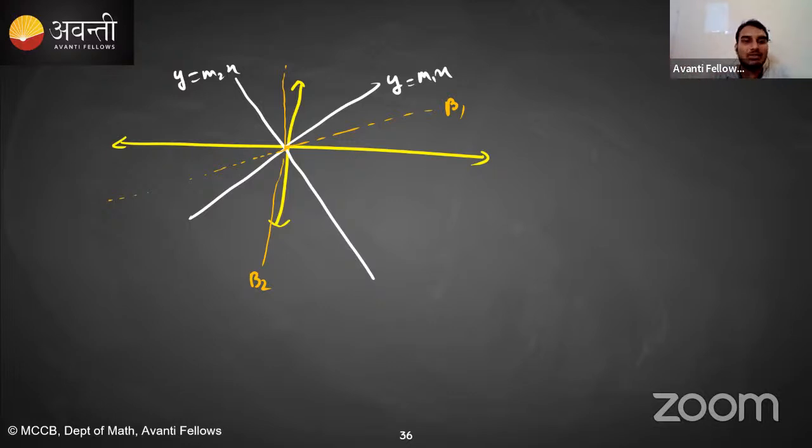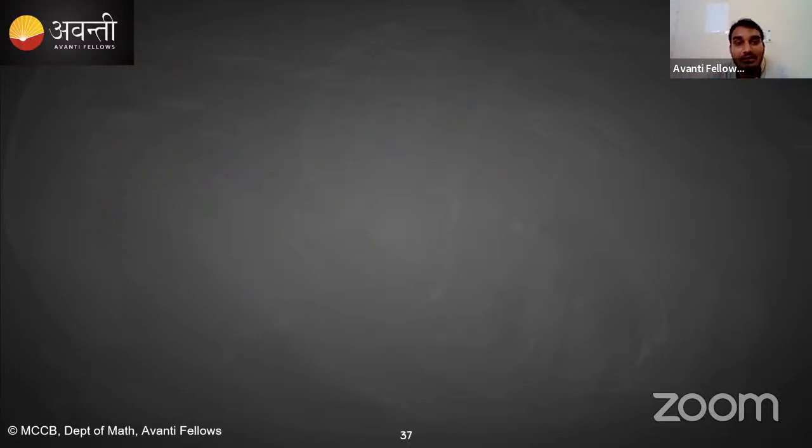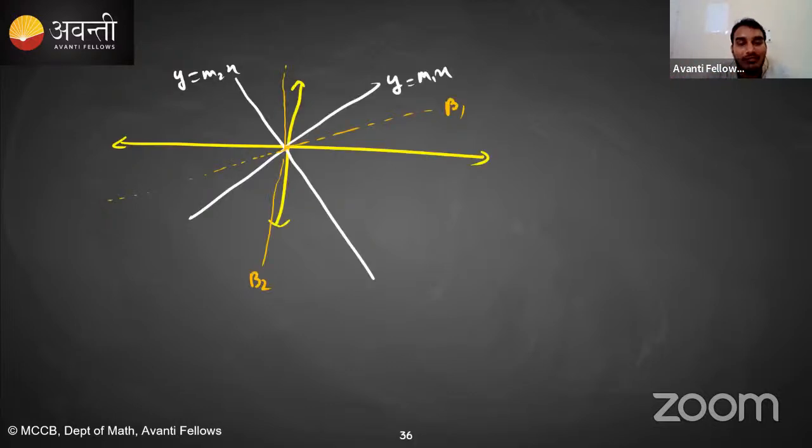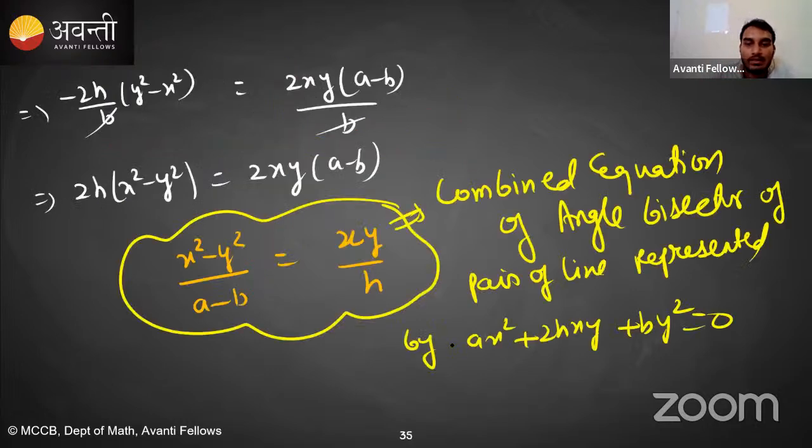तो ये सब करने की जरूरत नहीं है. You don't have to find the line first and then find the bisector and then find the combined equation. No, if it is given, then directly you can say that x square minus y square upon a minus b is equal to xy upon h. Simple as that. Is this clear or not?